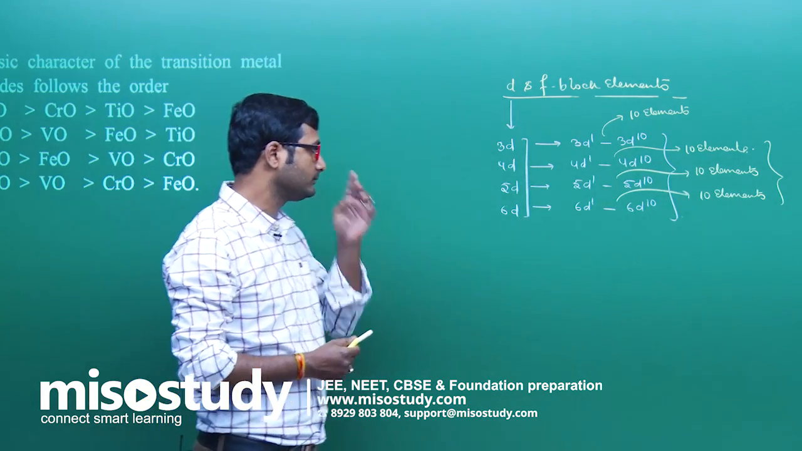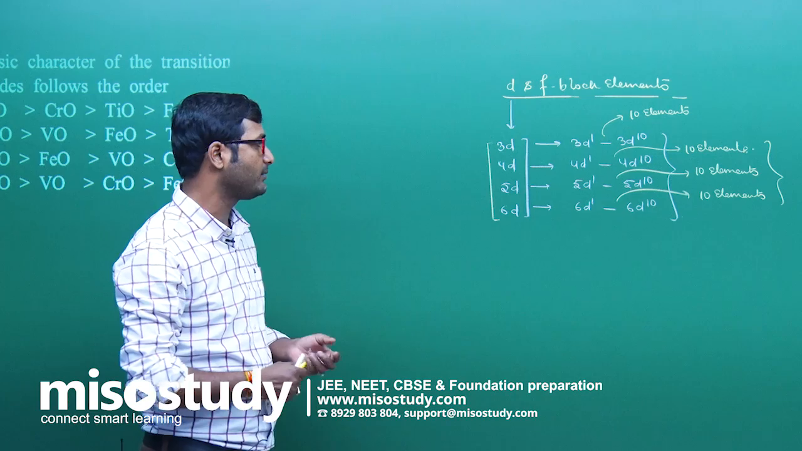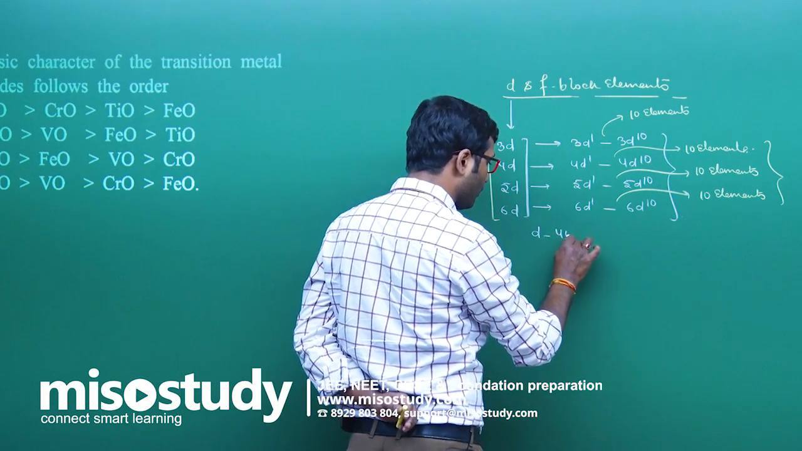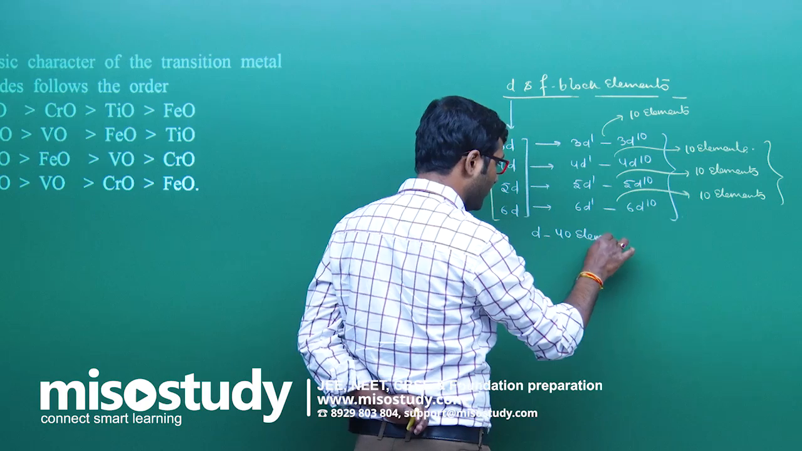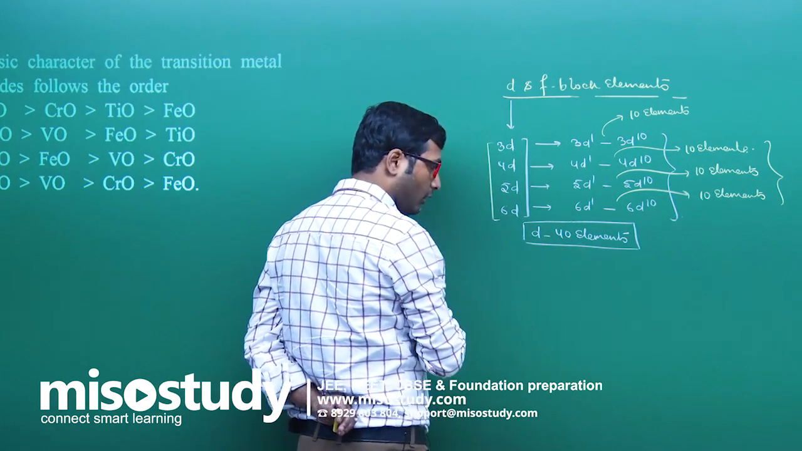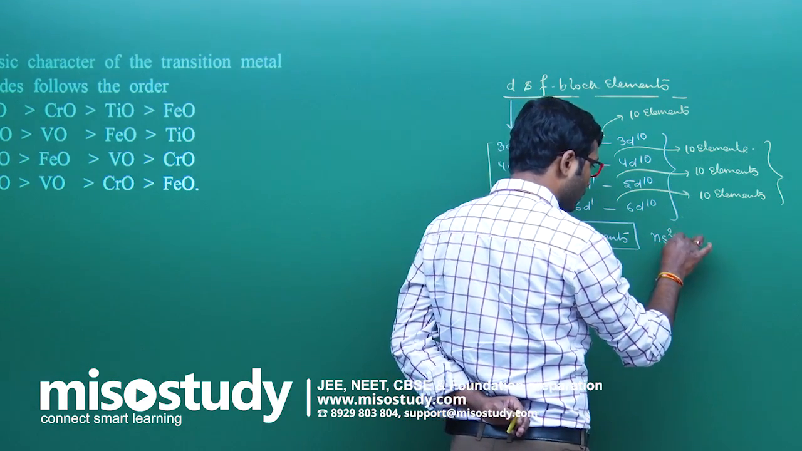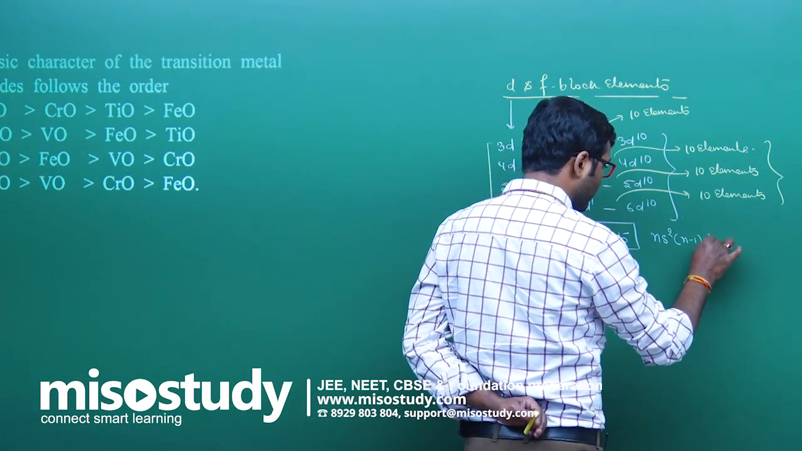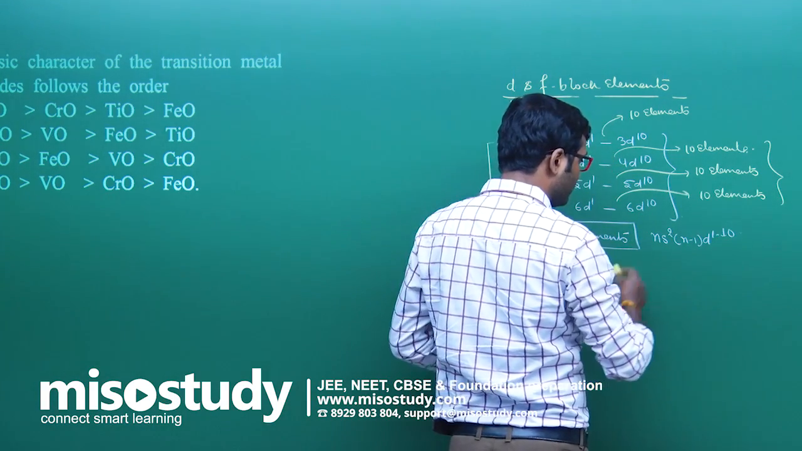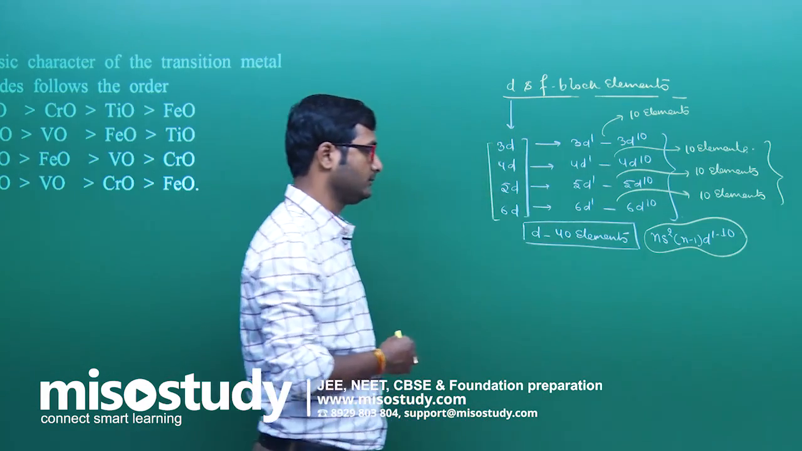Now the thing is, 3D, 4D, 5D and 6D. Now we can say in the D series there are overall 40 elements. Do you remember? Yes sir. All have the electronic configuration ns2 (n-1)d1 to 10. Again I am repeating, ns2 (n-1)d1 to 10.